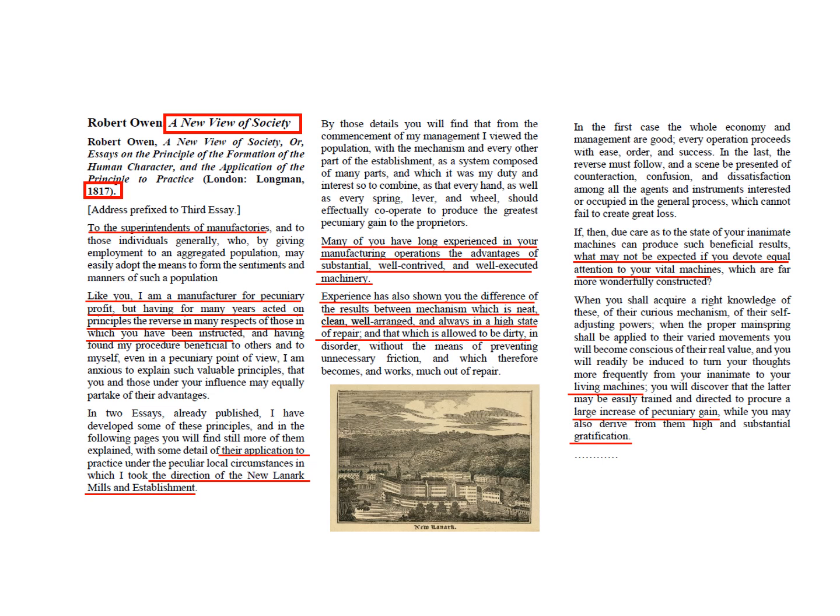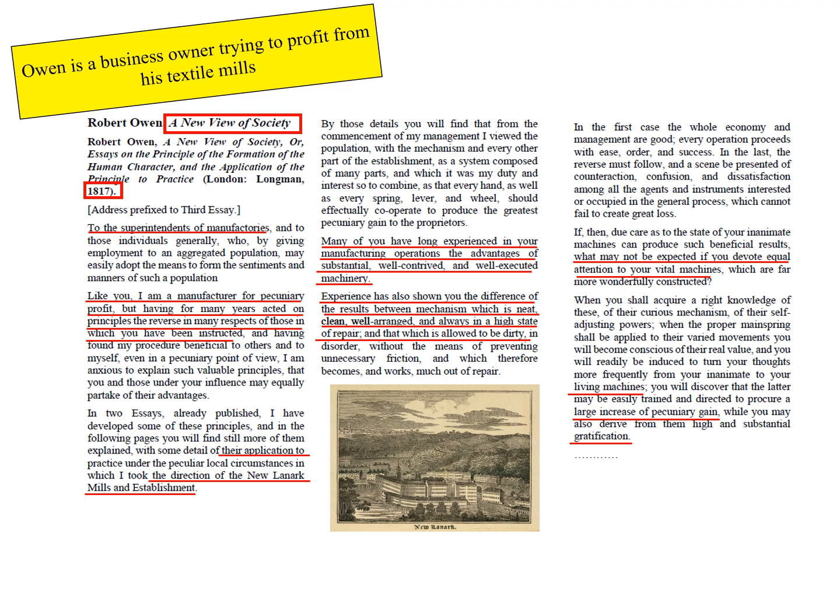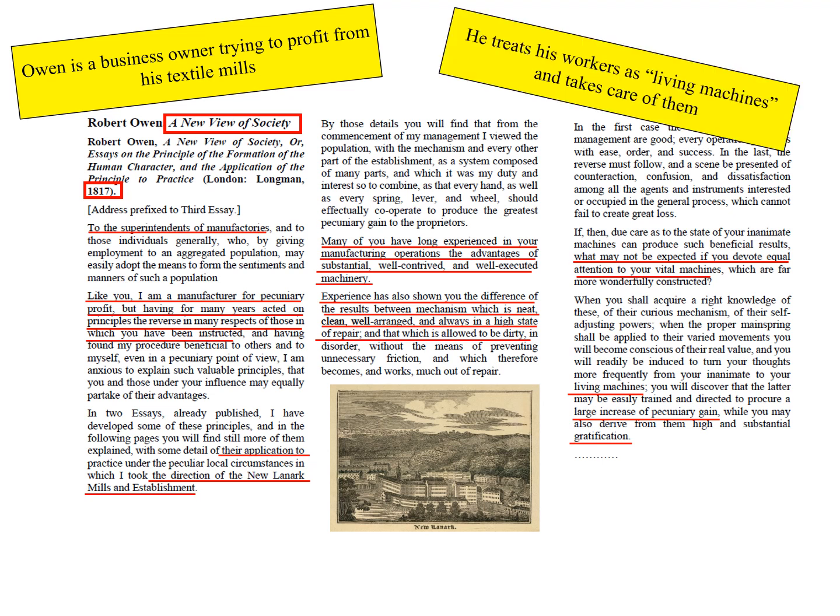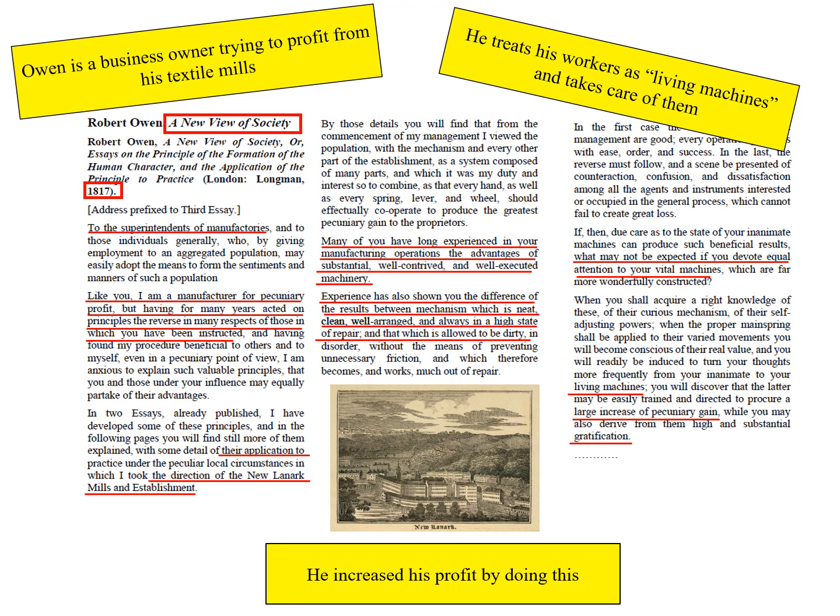In his work, A New View of Society, Owen is talking about his own experiences. He was a business owner. He owned some textile mills in New Lanark. And he claims that he's always been trying to make a profit from his textile mills. But his theory is that if his workers were treated as, quote, living machines and were taken care of as well as he takes care of the machines that are producing the factory products, then he actually will make a higher profit. He says that it actually worked, that he increased his profit by treating his workers well, by taking care of them.